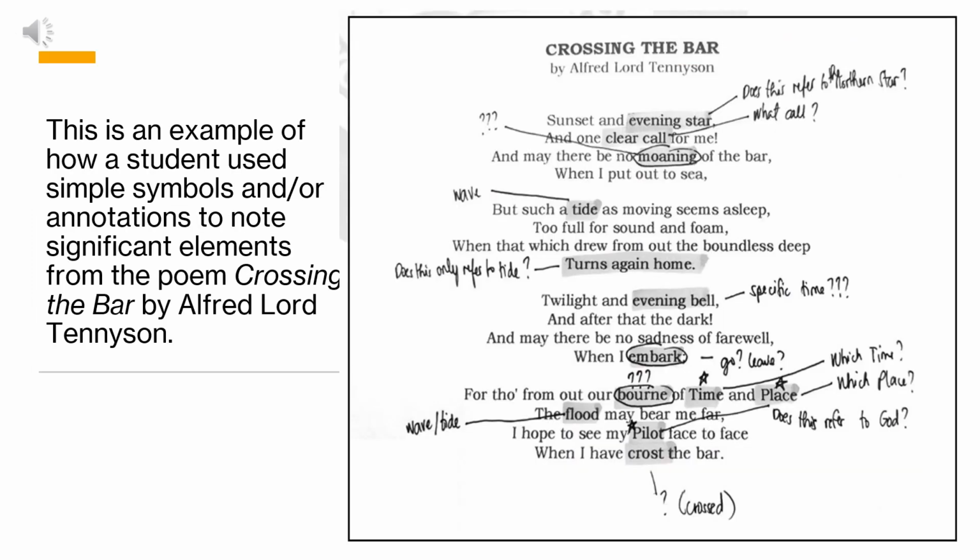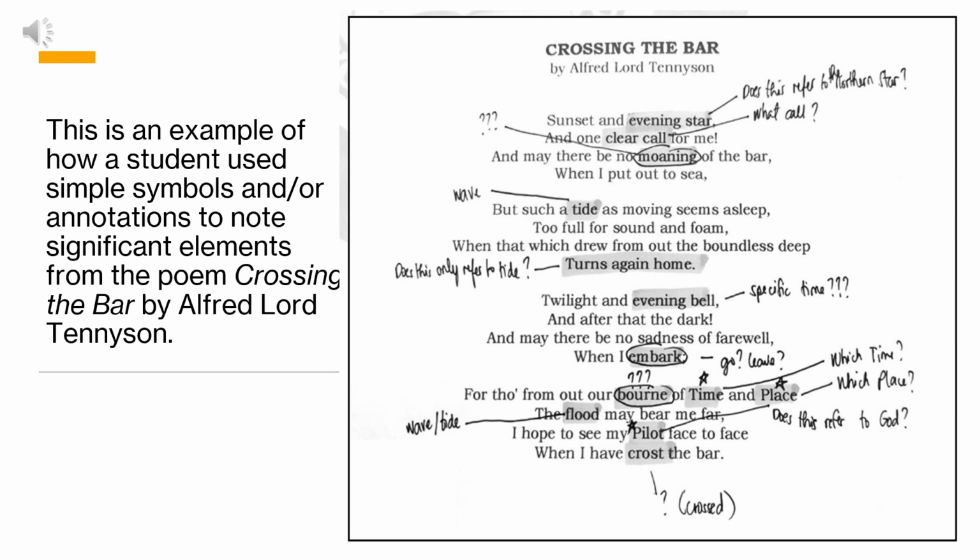Okay, so we have here an example of how a student used simple symbols and annotations to note significant elements from the poem Crossing the Bar by Alfred Lord Tennyson. So we already studied the poem Crossing the Bar. We already interpreted it. So look at how to annotate the poem. You have the word moaning being encircled, then three question marks, meaning to say what's the meaning of that word. Evening star, does this refer to the northern star? So you can also use a star symbol for evening star, because that is a symbolism.